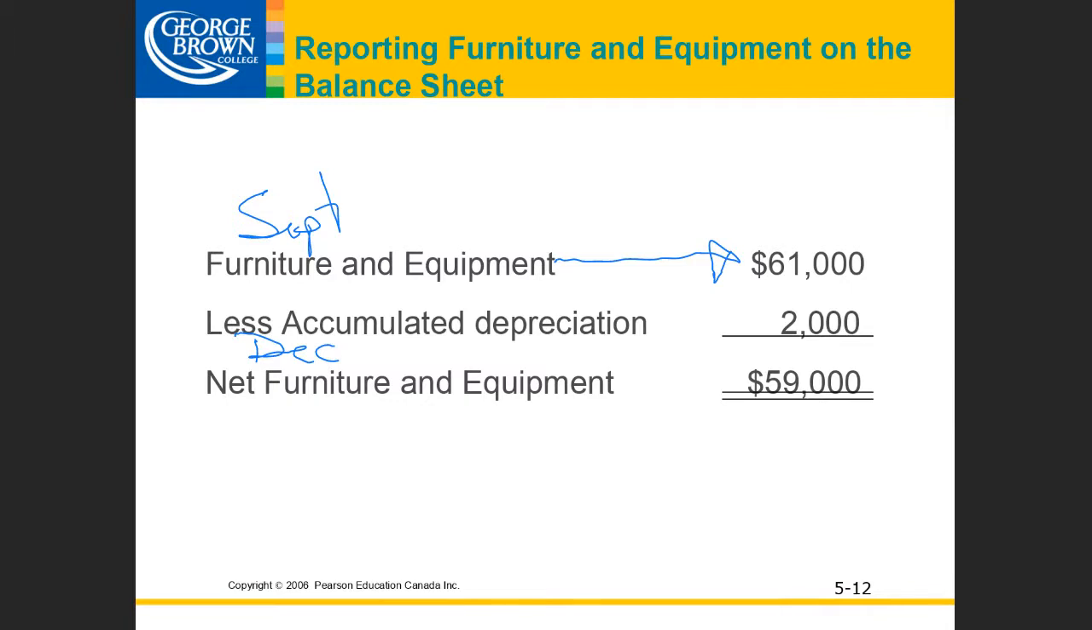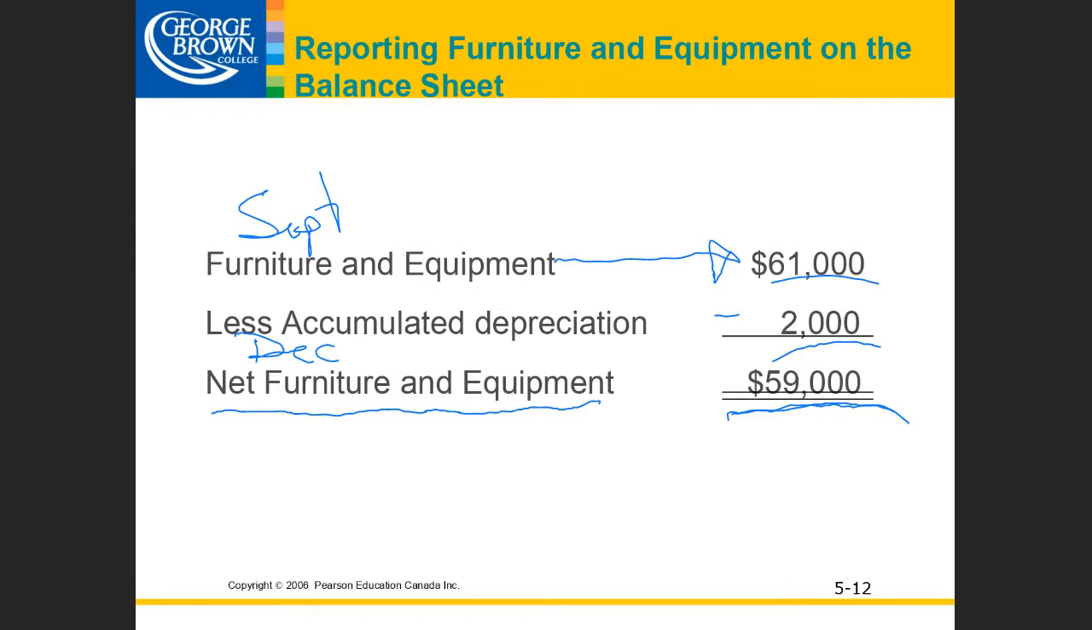So if we take the original cost of $61,000 and the amount of the accumulated depreciation so far, we're just subtracting the two, we get the net book value of our furniture and equipment of $59,000. So what that means is we purchased equipment in September for $61,000, and now that time has passed, our furniture and equipment is only worth $59,000.